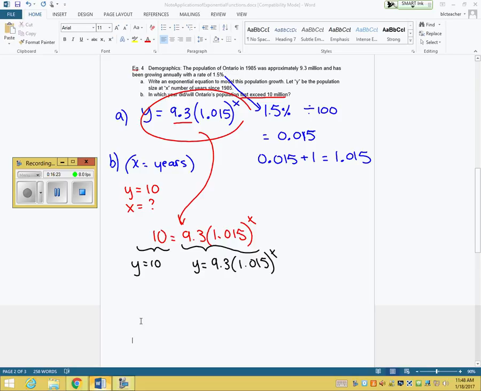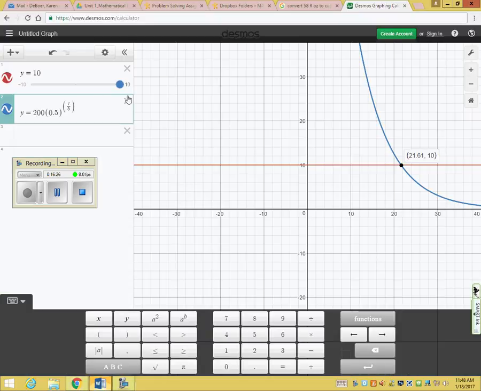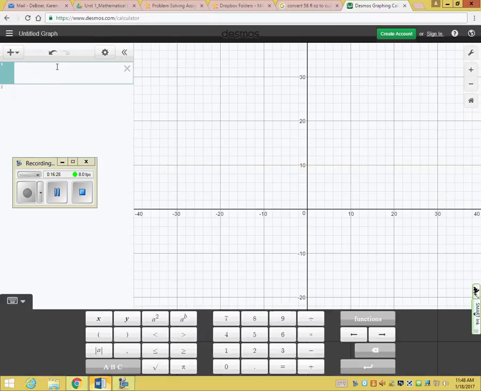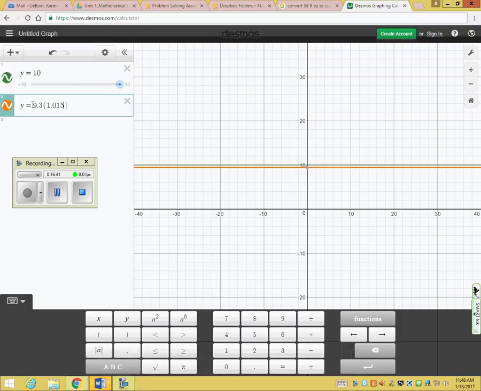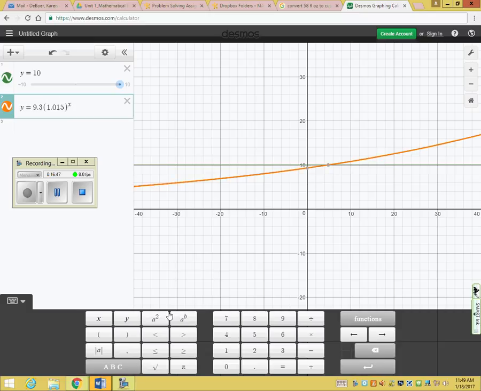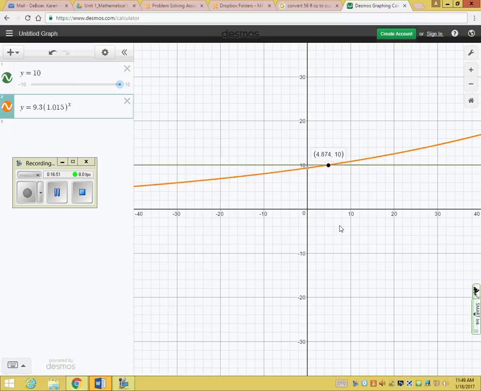When we go and we graph that using Desmos graphing calculator, y equals 10, and y equals, starting population was 9.3 million. We've got 1.015 to the power of x. There's our point of intersection. It occurs at 4.874.